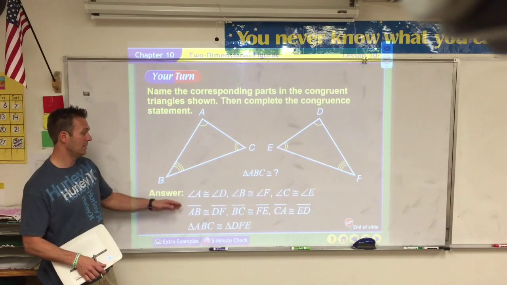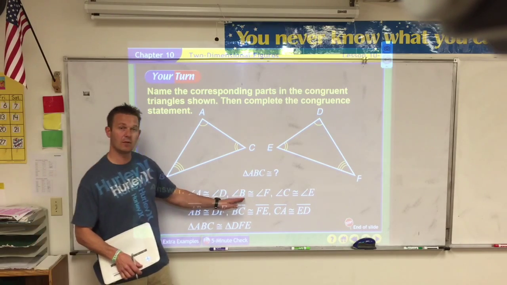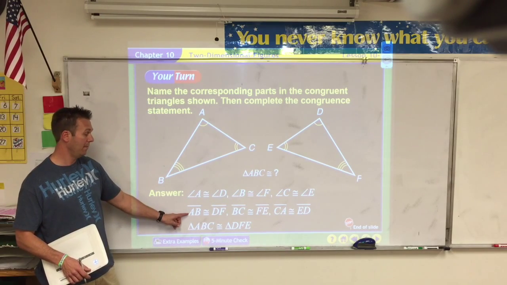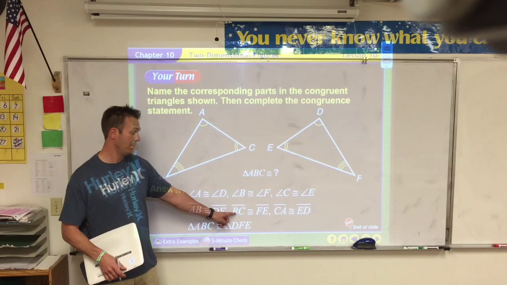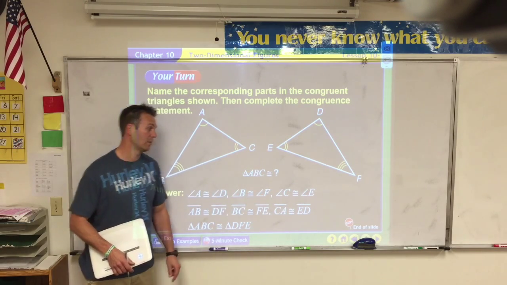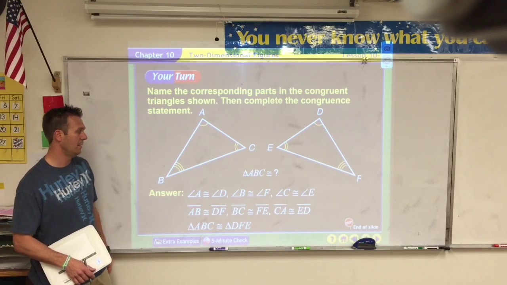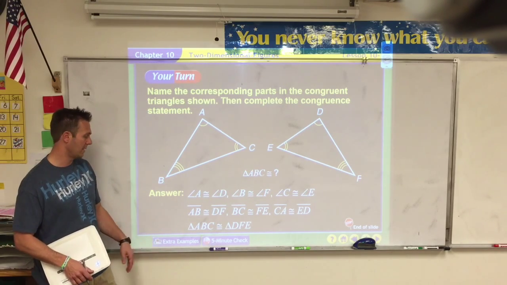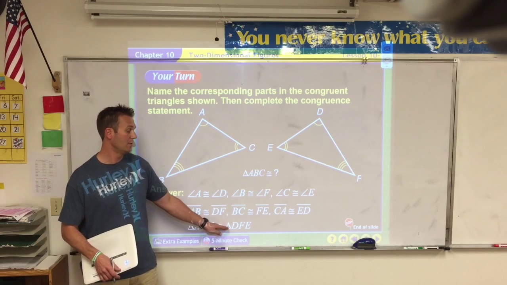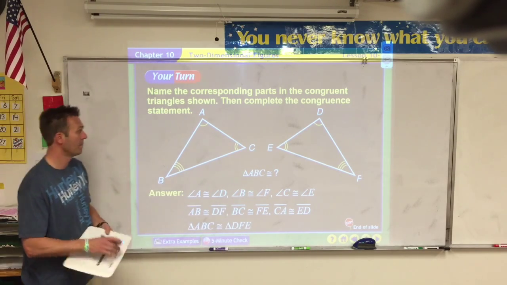What you should have found was A is congruent to D, B is congruent to F, C is congruent to E. Line AB is congruent to DF. Line BC is congruent to line FE, and line CA is congruent to line segment ED. They're called line segments, not lines actually. And so therefore the congruent statement would be triangle ABC is congruent to triangle DFE.